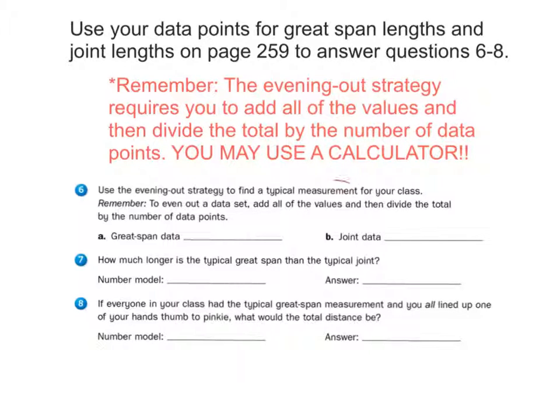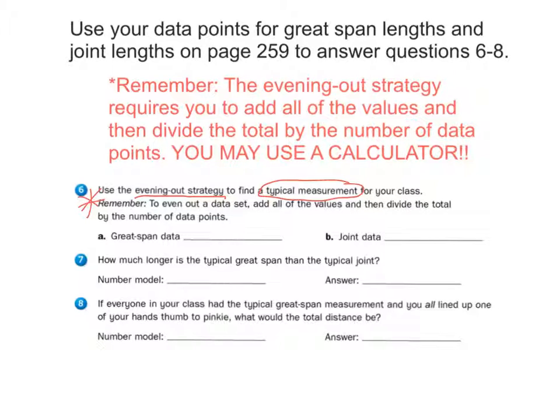So when we're talking about a typical measurement, if you recall, we found different ways to find the typical measurement. You could choose the number that came up the most, you could choose the number in the middle, or you could use the evening out strategy, which has you add the numbers and then divide by the total number of data points. For this activity, it is asking you to use the evening out strategy, okay? And it even has the remember here, and it tells you that to even it out, you have to add all the values and then divide the total by the number of data points.